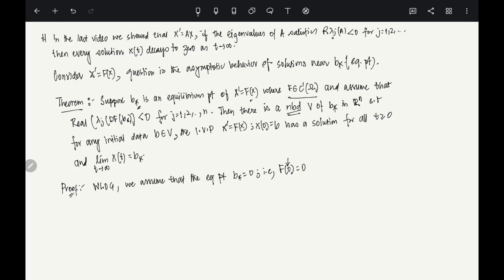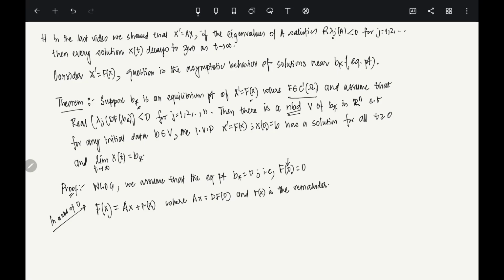So I can expand f, right? Basically, f of x in a neighborhood of 0, I can write f of x to be a of x plus r of x, where a of x is df at 0, and r of x is the remainder term. Do you understand what we are doing here?